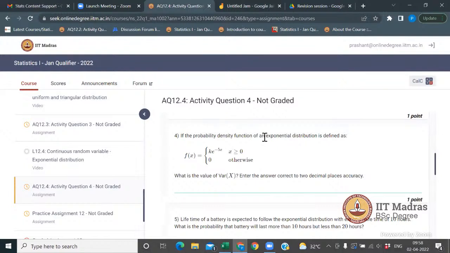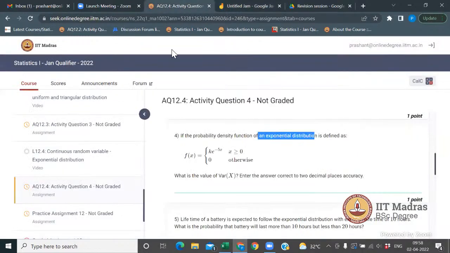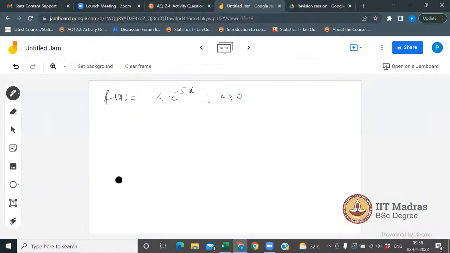Manan, see, in this question, what is the value of variance of x? In the question, it is given that it follows an exponential distribution, right? So tell me, what is this? f(x) is k into e raised to power minus 5x, and x is greater or equal to 0, right? And for finding the variance of x, it is 1 by lambda square. But before finding the variance of x, you have to find this quantity, the value of k.